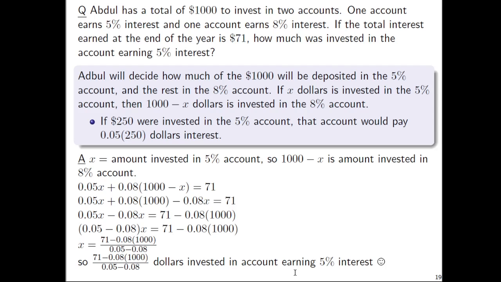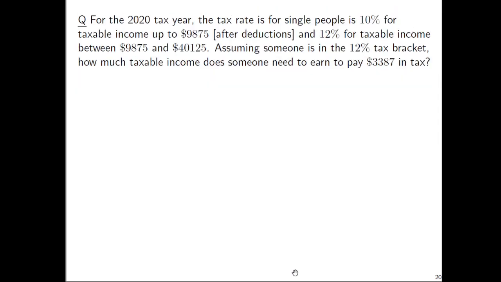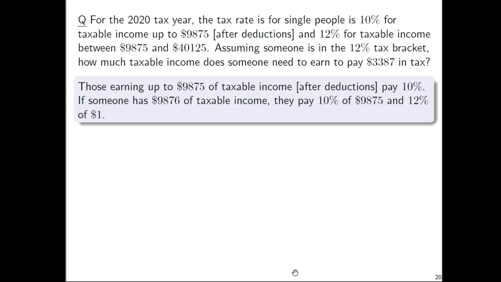For the 2020 tax year, the tax rate for single people is 10% for taxable income up to $9,875 after deductions, and 12% for taxable income between $9,875 and $40,125. So assuming someone is in the 12% tax bracket, how much taxable income does someone need to earn to pay $3,387 in tax? So those earning up to $9,875 of taxable income pay 10%.